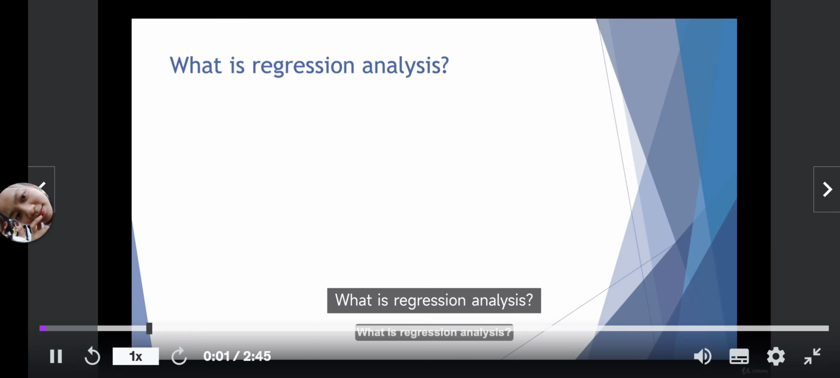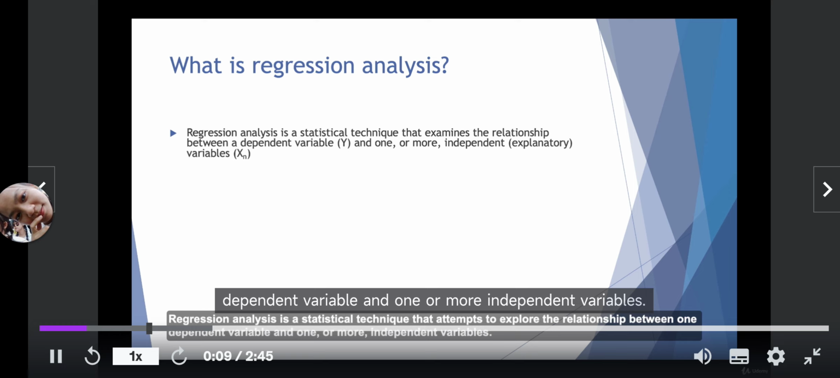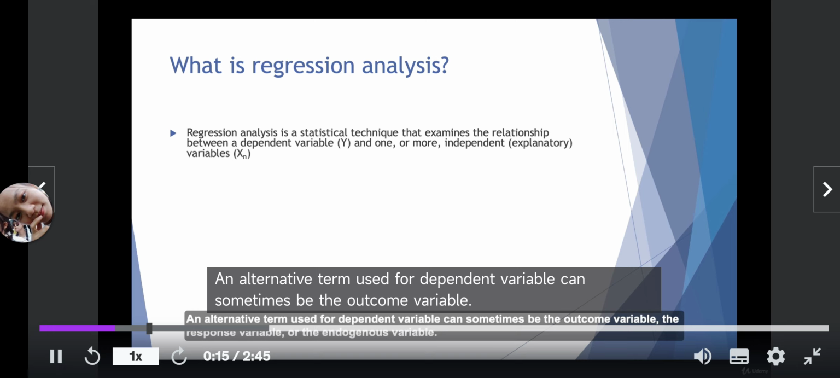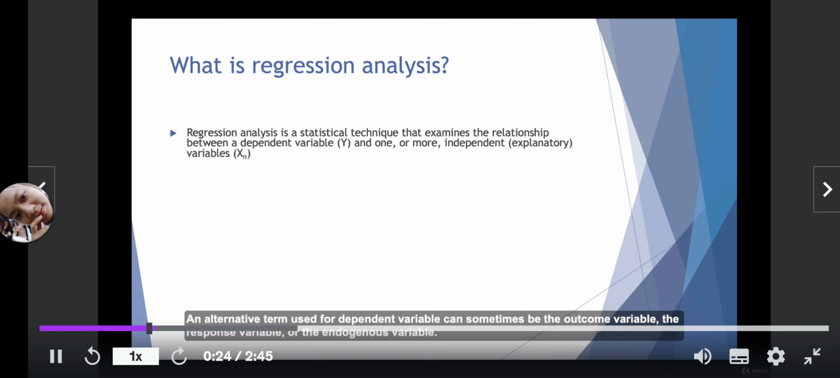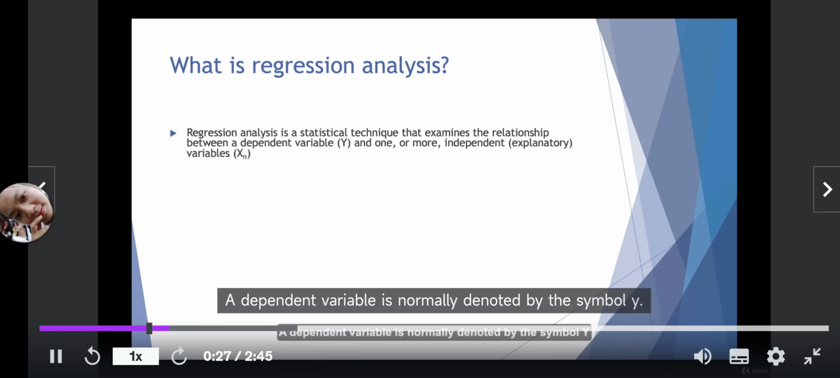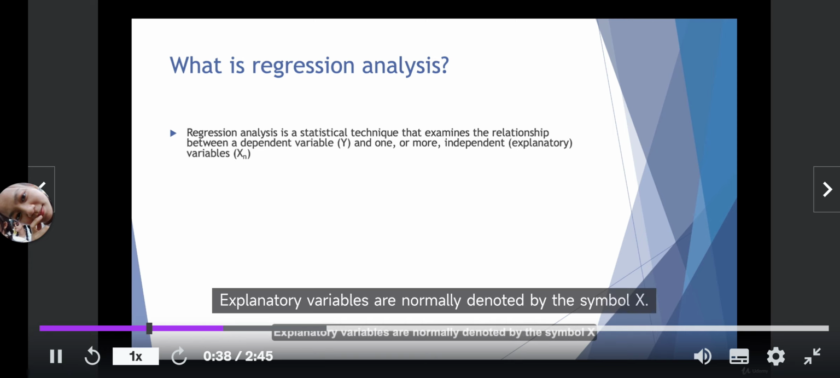What is regression analysis? Regression analysis is a statistical technique that attempts to explore the relationship between one dependent variable and one or more independent variables. An alternative term used for dependent variable can sometimes be the outcome variable, the response variable, or the endogenous variable. A dependent variable is normally denoted by the symbol y. Alternative terms for independent variables are predictor, explanatory, or exogenous variables. Explanatory variables are normally denoted by the symbol x.